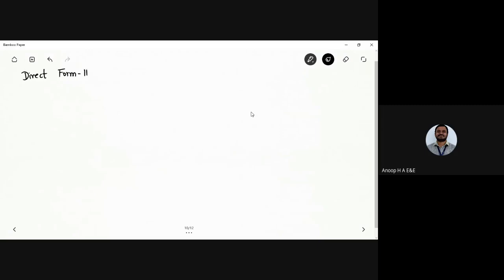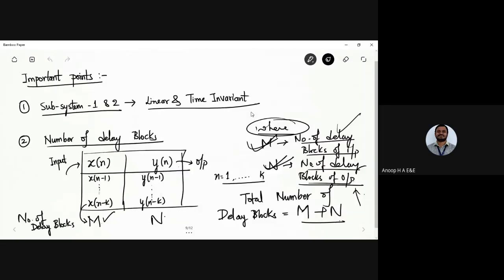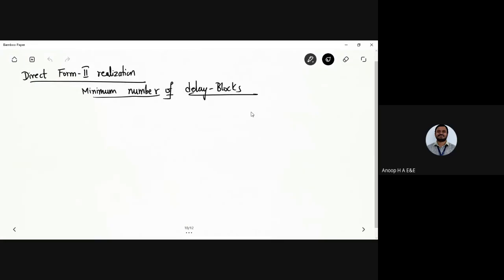Direct form 2 realization. So the only plus point, or the advantage, of using the direct form 2 realization is the minimum number of delay blocks. That is one thing you can observe in the case of direct form 2 realization. So now what we had observed in direct form 1 realization, I'll just write it here itself.